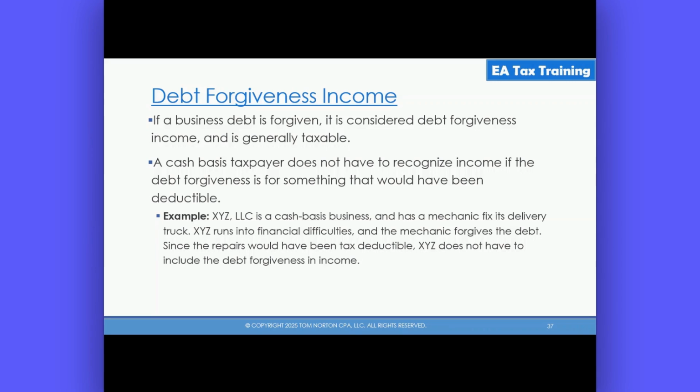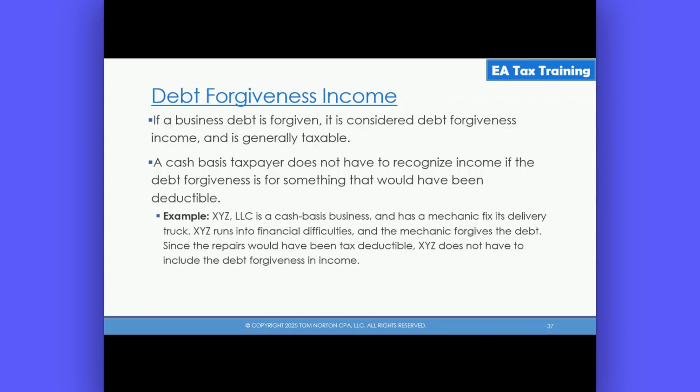So you would have a $1,000 deduction for getting the truck fixed, and then you would have $1,000 of income for the debt forgiveness. So the net result would be zero. When you net those two together, it would have zero income tax effect. So this is just making it the same for cash basis taxpayers. Here, you're not going to deduct it as soon as the truck is fixed because you haven't paid for it yet. So when they forgive that debt, you don't have to include it in income, so you're still at zero.